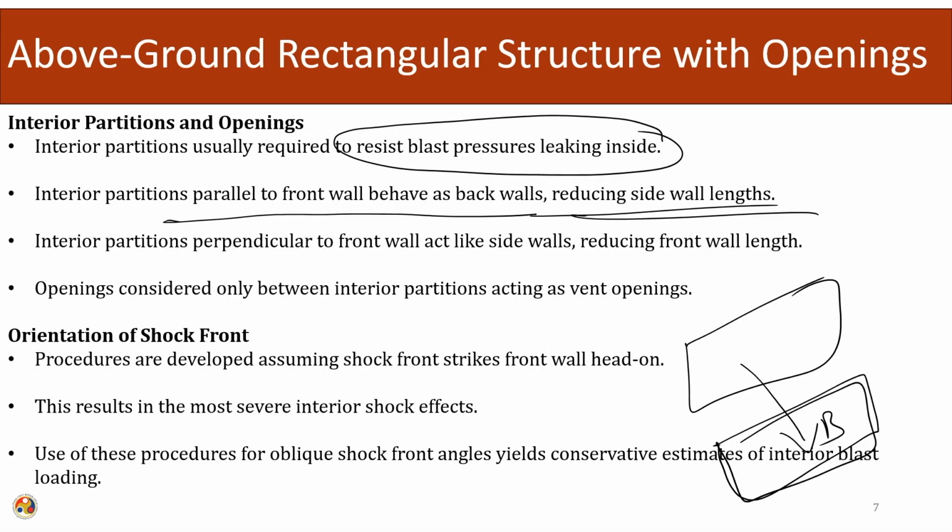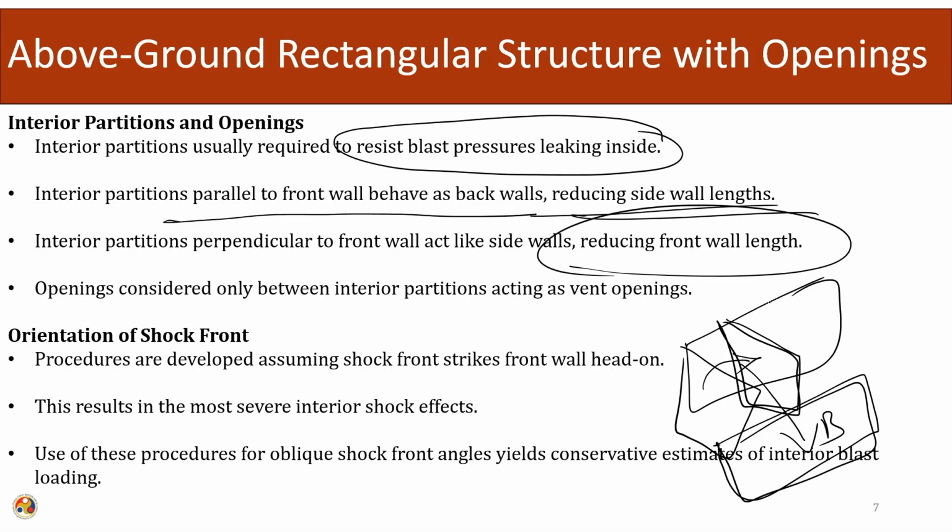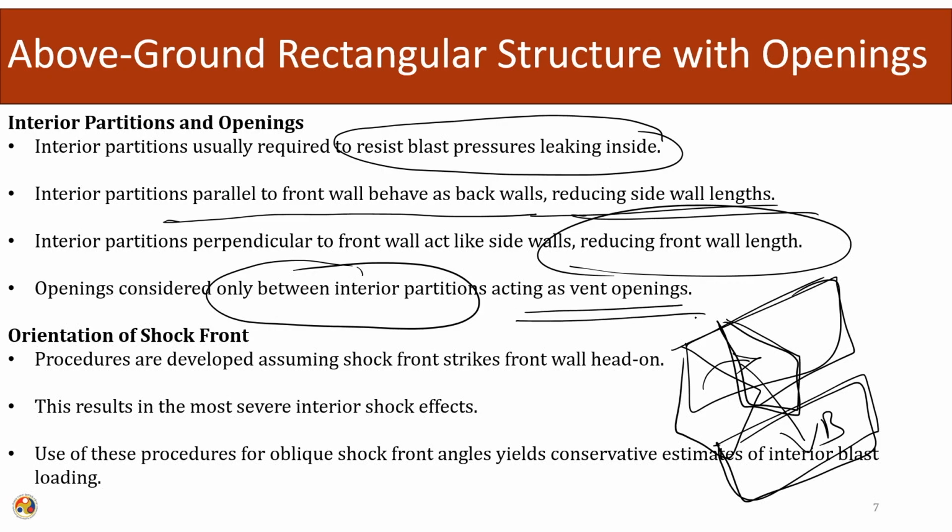Interior partitions perpendicular to the front wall act like a side wall. So, if this is the side wall and there is an interior partition wall perpendicular to it, then it will act as a pseudo side wall. What it will do is reduce the effective length of the front wall. So, we are looking at this geometrically. Openings considered only between internal partitions act as vent openings. If there are internal partitions and there is an opening between the internal partitions only, then they are considered as a vent opening.